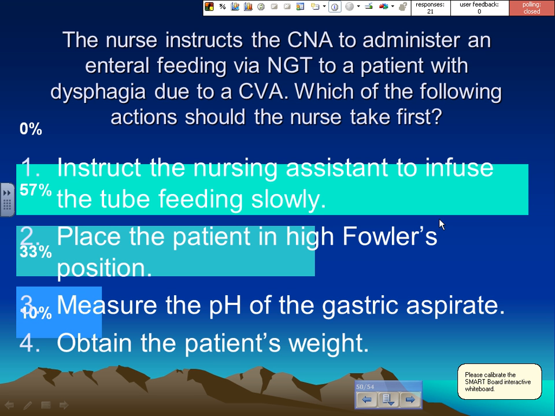Most of us inject air, listen for the bubble, withdraw for residual, those kinds of things. But there's not a lot of us walking around with the litmus papers testing the acidity of the pH of the gastric aspirate. But that is the most accurate way. So that is the first thing that you're going to do before you reposition the patient, and definitely long before you would ever tell a CNA to infuse it slowly.